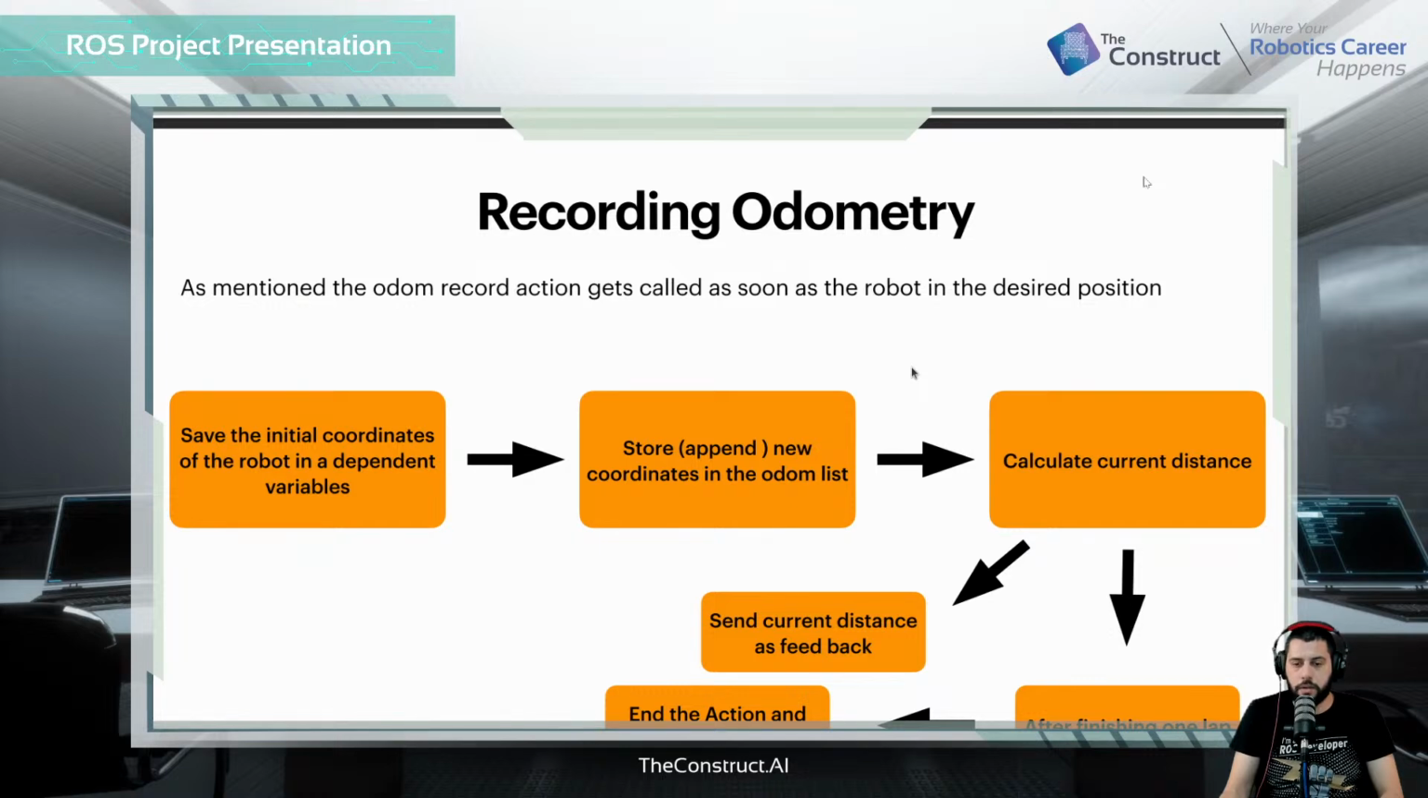Then every second we're going to calculate the current distance. We're going to keep calculating the current distance until we finish one lap. The odometry action will stop, and at the same time, we'll be sending the current distance as feedback. So that's all about that.